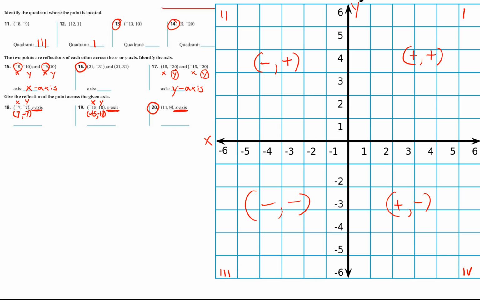If you have a question, raise your hand. I expect 16, 13, 14, and 20 all to be done by you on your own in your textbook when I come around. All right, thanks again.